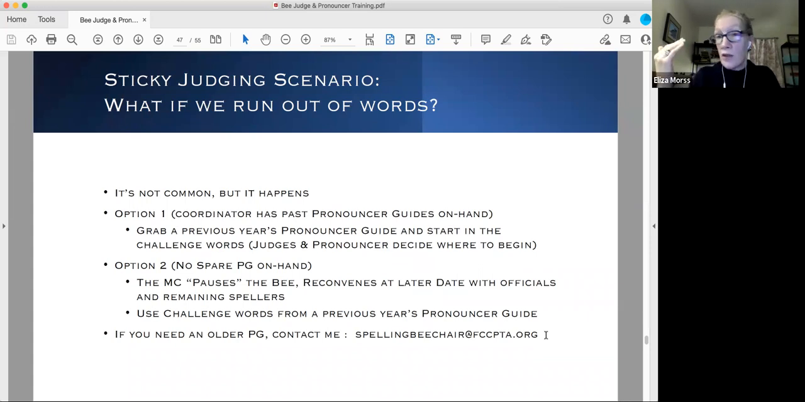Suppose you run out of time. You don't just run out of words, you run out of time. Same scenario. The MC pauses the bee, says we're going to reconvene at a later date, maybe at the principal's office or in a classroom, whenever you can get some officials and remaining spellers. You don't have to have the same officials to judge that second bee, just people you have on hand. In the school context, those people who were serving before may not be able to serve, so just retrain those individuals, or train new individuals to serve and have it work that way.